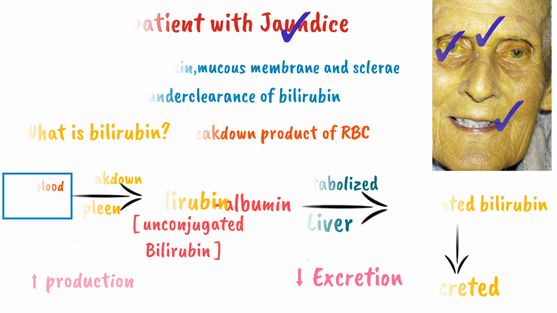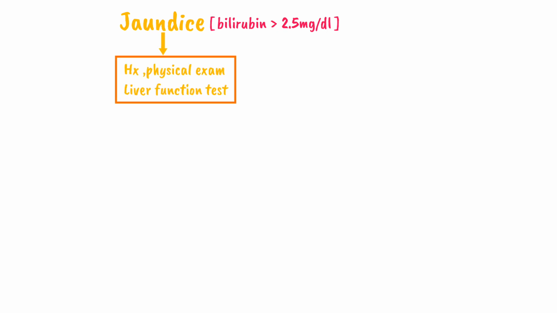Let's discuss it now. Whenever a patient presents with jaundice, meaning yellow discoloration of the skin, mucous membrane, and sclera, we know that this jaundice is due to an increased level of bilirubin in the blood. To be clinically significant, or to cause yellowing of the skin, the bilirubin level should be greater than 2.5 mg per dL. So whenever a patient presents with jaundice, the first step is to perform an examination, take a proper history and perform a liver function test. In the liver function test, we perform ALT, AST and alkaline phosphatase etc.